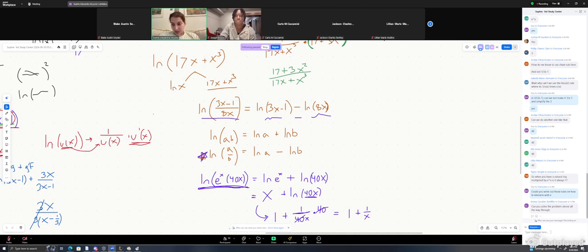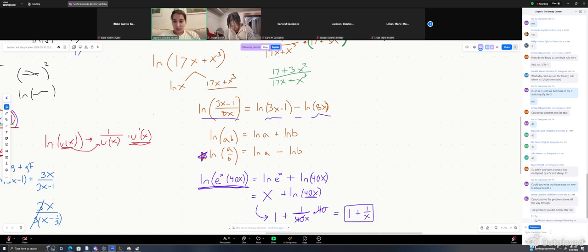Someone says, can you solve the problem all the way through? To the person who said that, can you clarify? Because if you're talking about this, we can't simplify that anymore. Okay, sure. So let's just talk about the interaction rules real quick, and then we're going to revisit this problem up here and solve it all the way through.